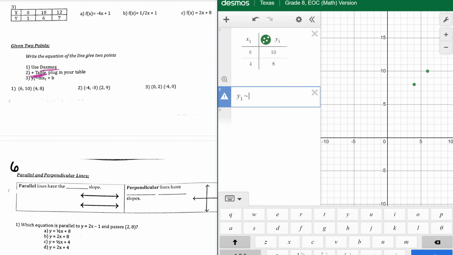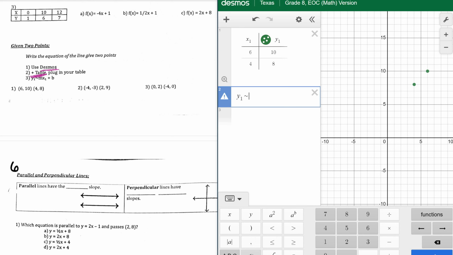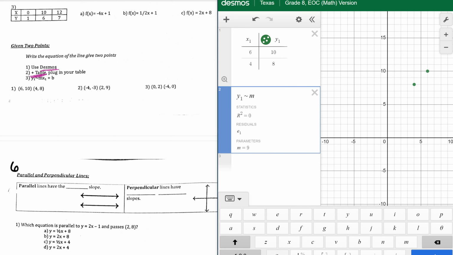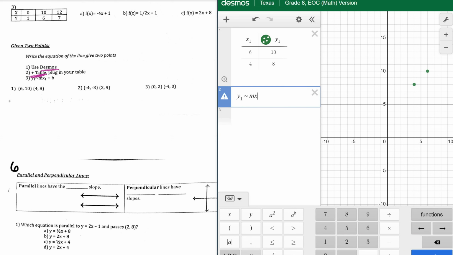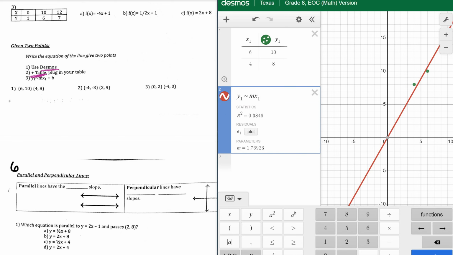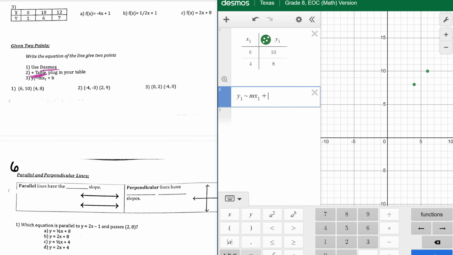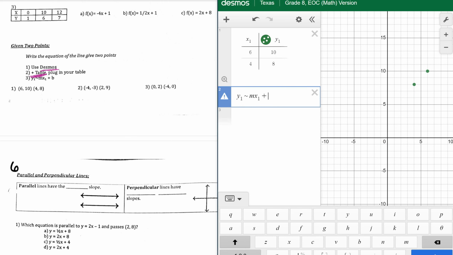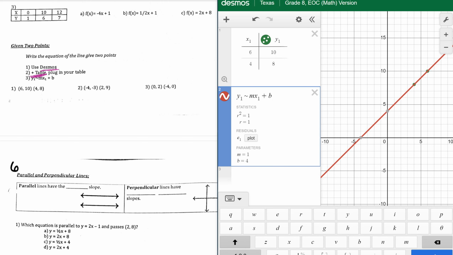y1 tilde m. M, x1. It's x1 because look at the top of your table. That's an x1, not just an x. And then plus b. Y equals mx plus b. There we go. Now look at the bottom of this. It gives us our m. It gives us the b. So we can write our equation.